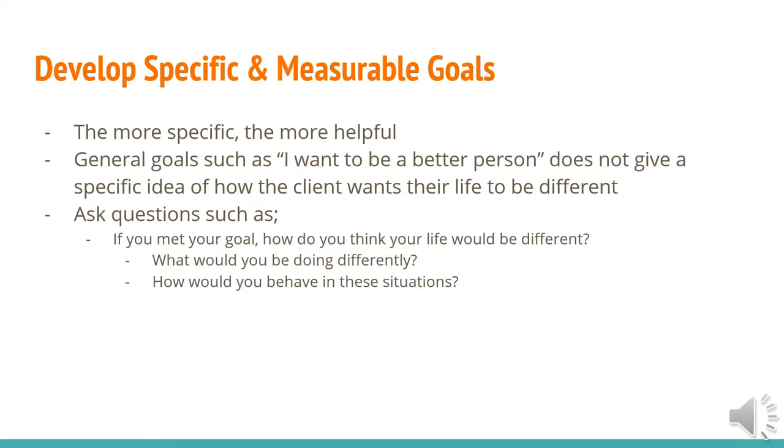In CBT, the more specific and measurable the goal is, the more helpful it will be to the client. Clients usually have general goals such as, I want to be a better person. But the problem with this is that it does not give a specific idea of how the client wants their life to be different. Asking questions such as, if you met your goal, how do you think your life would be different? What would you be doing differently, and how would you behave in these situations? This helps give clients a more specific idea of the goal they wish to achieve.